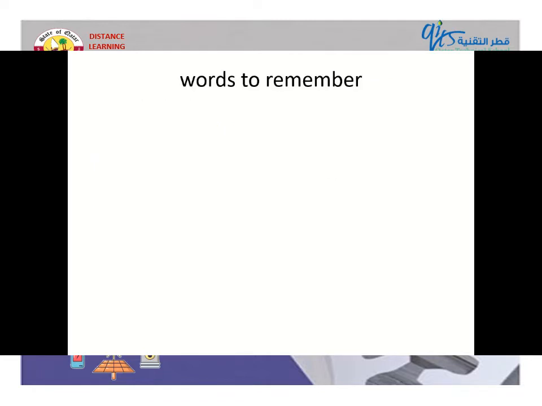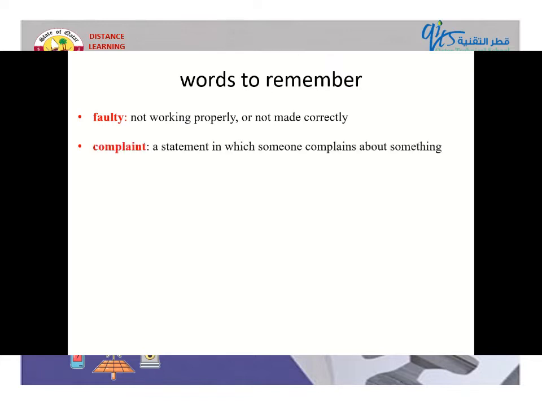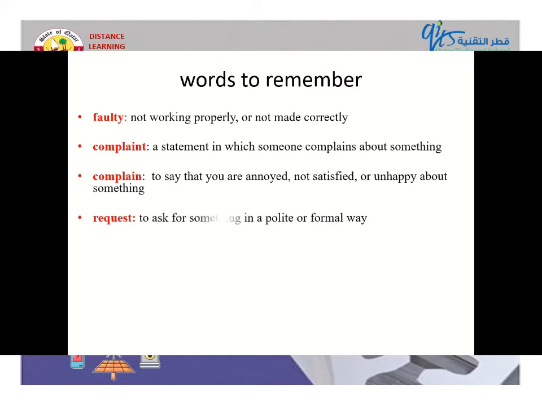If you buy an item and you find out that it is faulty, that is, it is not working properly or not made correctly, you may write a letter of complaint. That is a statement in which someone complains about something. To complain means to say that you are annoyed, not satisfied, or unhappy about something, and you will request an action to be taken. That is to ask for something in a polite or formal way.